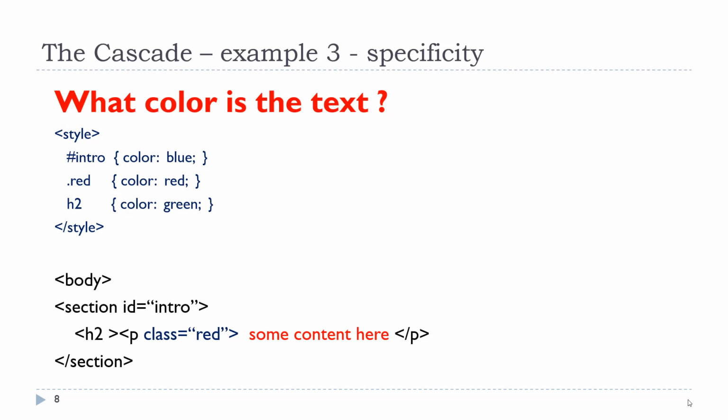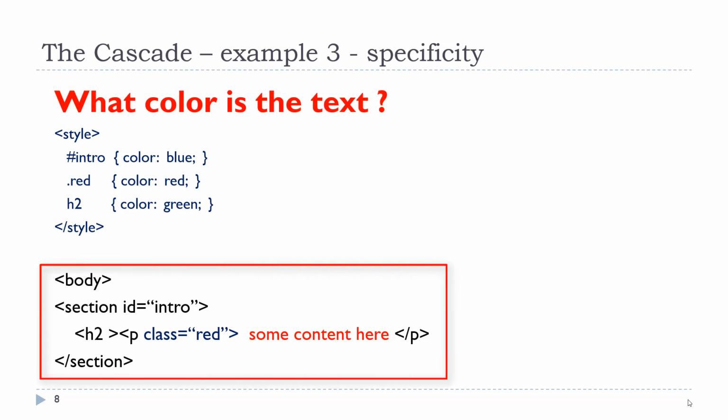So now let's take a look at this example. In the body, we have a section element with an ID. We have an H2. The H2 contains a paragraph. The paragraph has a class. So the question is, what color will the text be? And you can see that it will be red because I have it colored red.